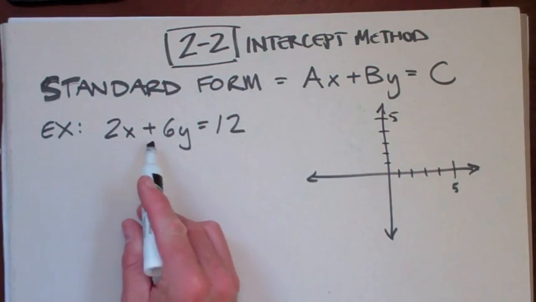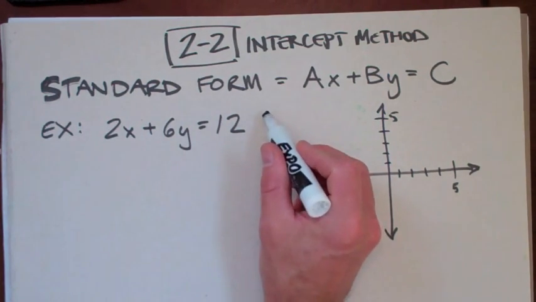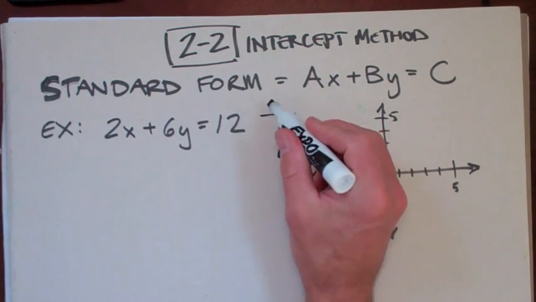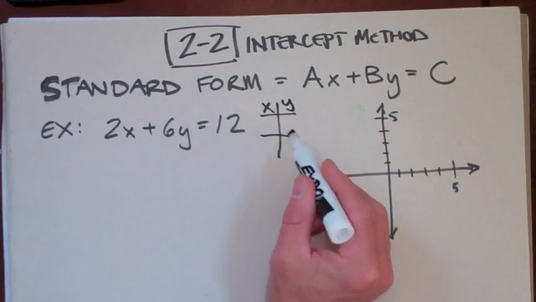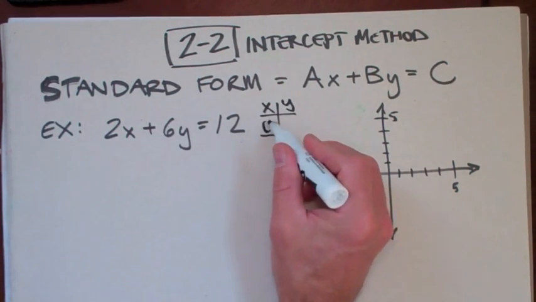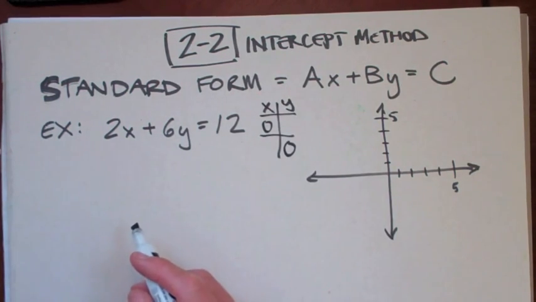So we have 2x plus 6y equals 12. Now this is kind of a nice example, as you'll see. The method that I want you to use is to make a little chart. So we're just going to, next to it, make a little cross thing like this and put x and y. And you're always just going to use 2 points. You're going to say when x is 0, what's y? And when y is 0, what's x? And you get two very simple equations.